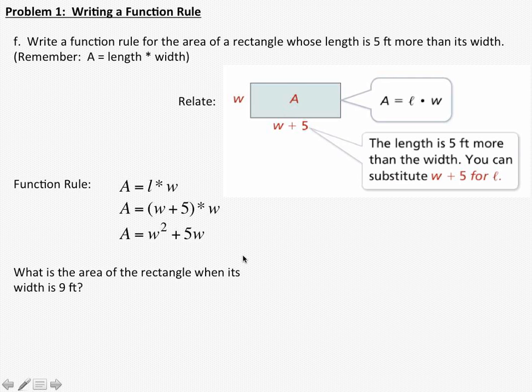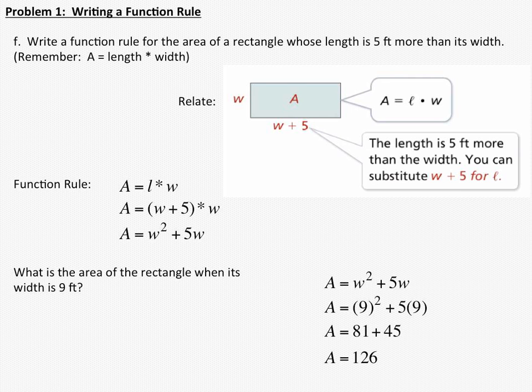And now, the area of the rectangle when its width is 9 feet. Well, I have a function rule, and I can just take the 9 and plug it in, and then I simplify. 9 squared would be 81, plus 45, which would be 126. So the area is 126 square feet.